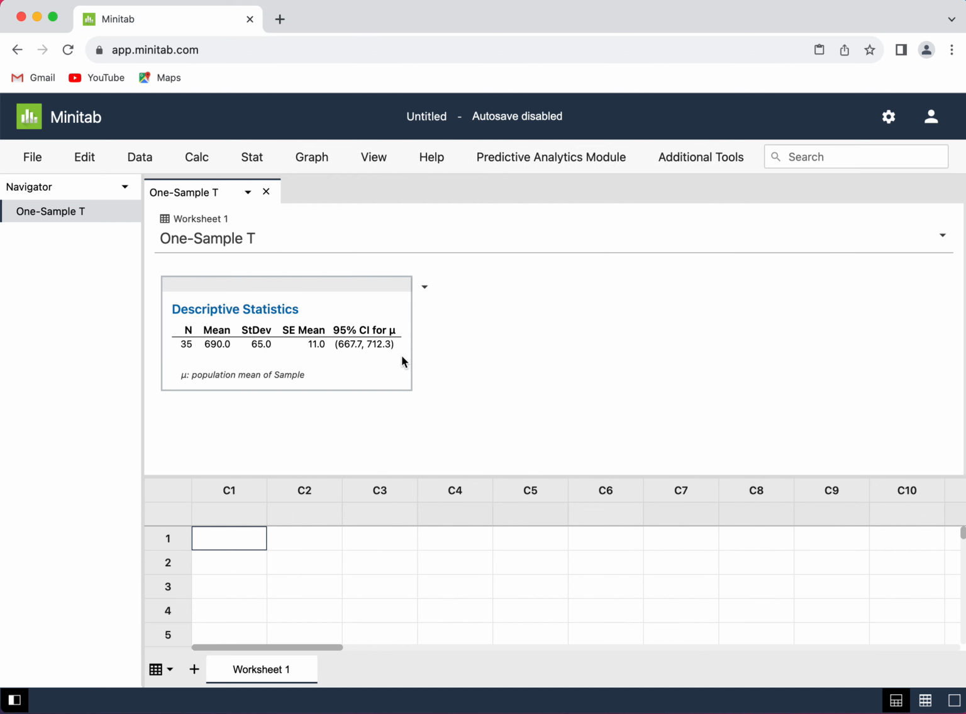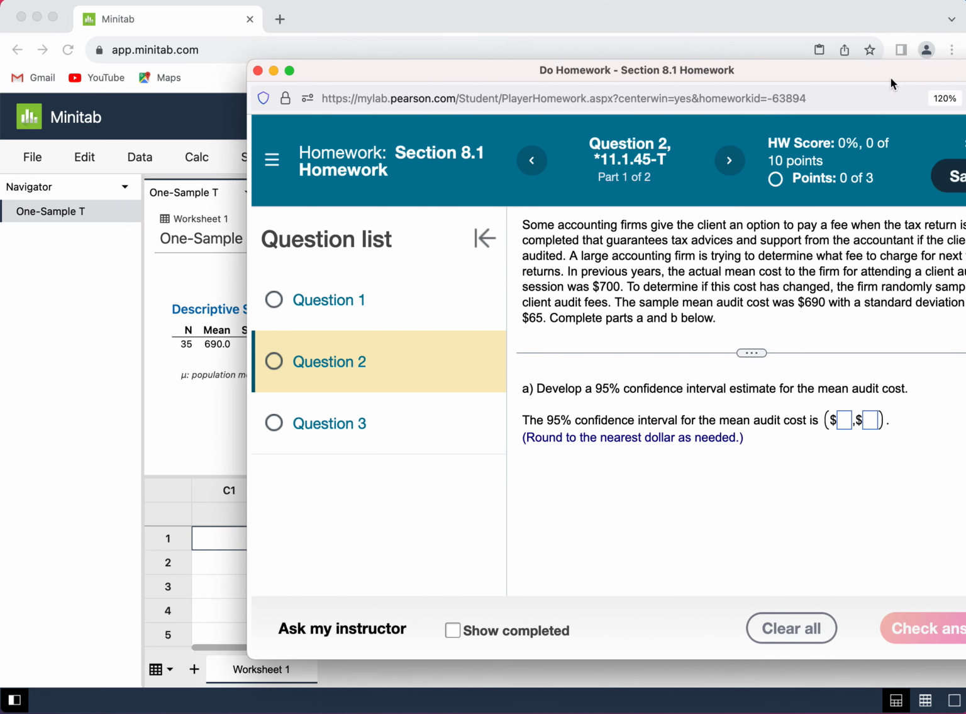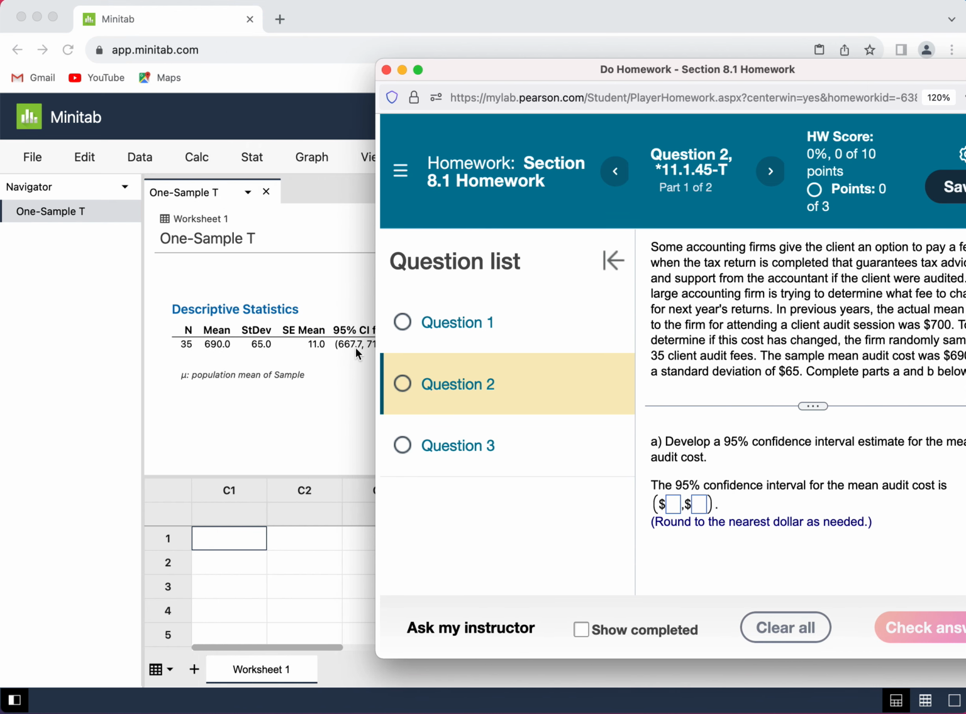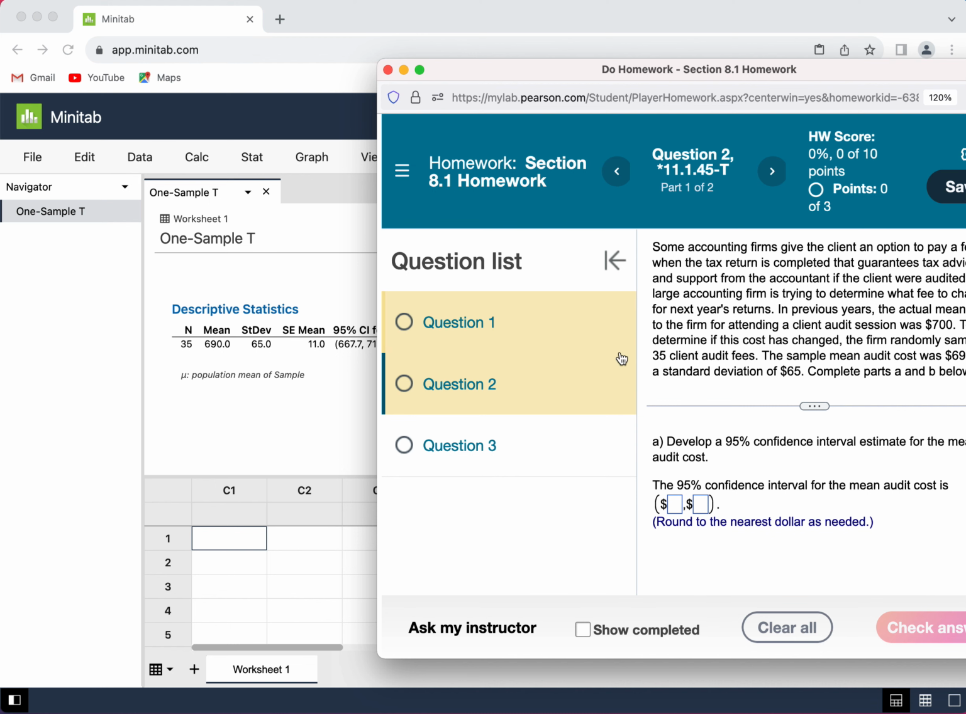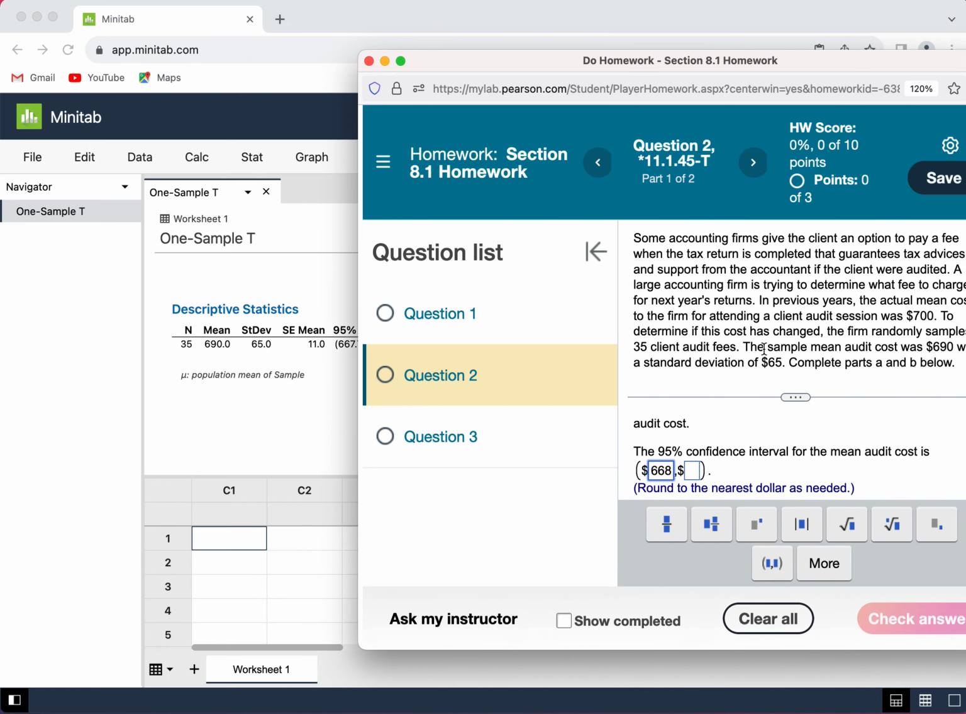Now this box gives me my confidence interval. Minitab is abbreviating it CI, and it's always given in parentheses here with the smallest number written first. So 667.7 to 712.3. Now the problem is telling me to round to the nearest dollar, so I will need to do that here. Let me move this. So 668 to 712.